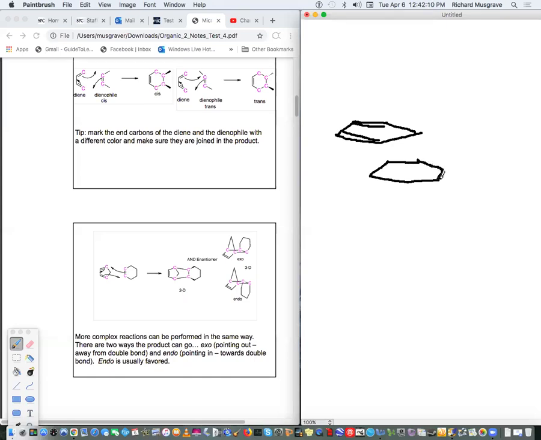Could I just ask one clarifying question? Yeah. It might have already been asked, but I'm not sure. On this, where it can be exo or endo. Yeah. It can be exo or endo, whether the dienophile is cis or trans.